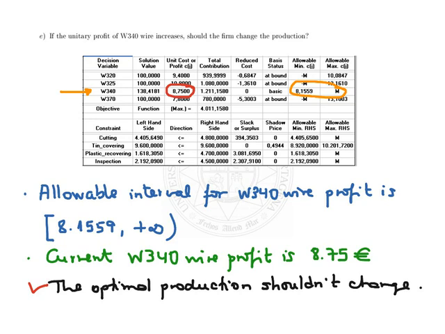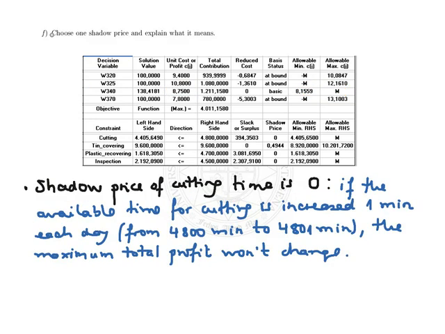I choose, for example, the first shadow price, which is 0 for the cutting constraint. As the shadow price is 0, we can say that if the available time for cutting is increased by 1 minute each day, that is from 1,800 minutes to 1,801 minutes, the maximum total profit won't change.